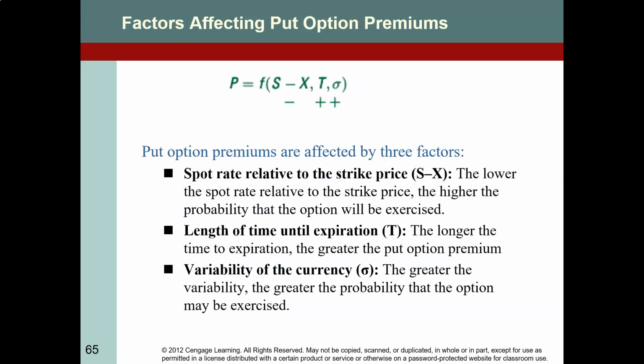Okay, so this is telling us if S is very much above X, the premium is going to be low. But if S is very much lower than X, then the premium is going to be high.